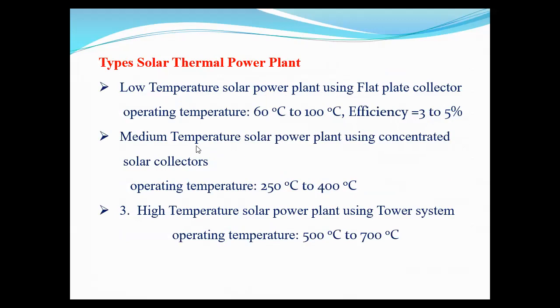5%. Then medium temperature solar power plant using concentrated solar collectors, and the operating temperature range is 250 to 400 degrees Celsius. Then third category is high temperature solar power plant using tower system or parabolic dish collector, and having operating temperature in the range of 500 to 700 degrees Celsius.